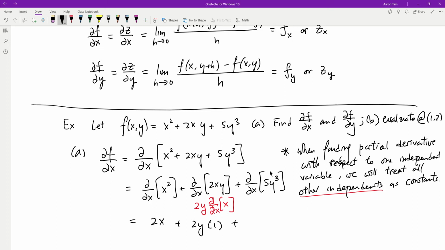Plus, what happens when differentiating 5y cubed with respect to x? 5 is a constant. y is also considered a constant. So this whole term just becomes a constant, and that derivative becomes 0. So notice it's very different compared to a regular derivative. In a regular derivative, you're treating x and y both as variables. But in a partial derivative with respect to x, x is the only variable, because the other independent variables are considered constant instead.